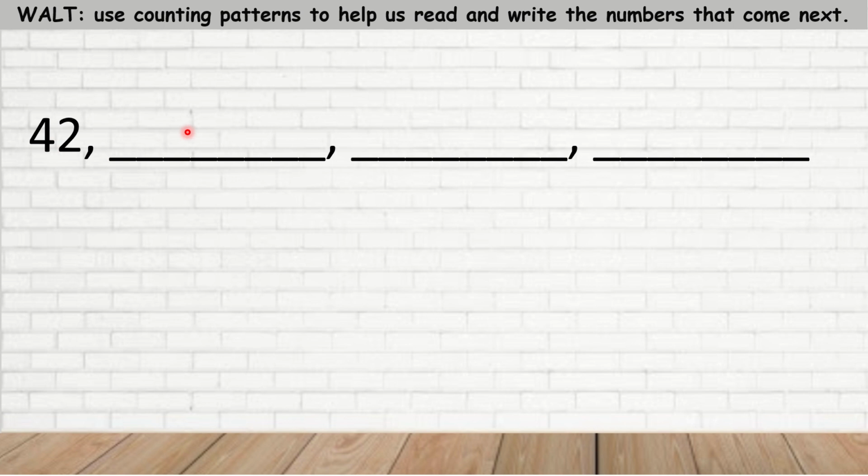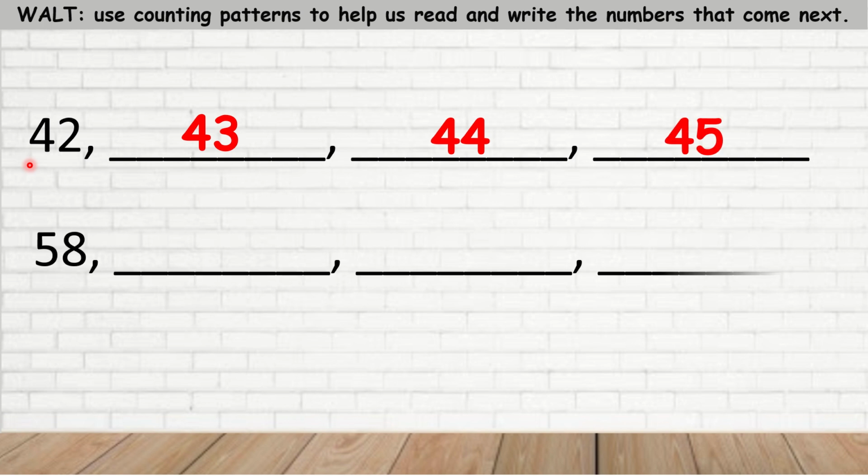It says 42. I need to find the other 3 missing numbers. So let's do a simple counting. 42. The next numbers that will come after 42 are 43, 44, and 45. Okay, let's try this one. 58. What comes after 58? We're going to continue the pattern.